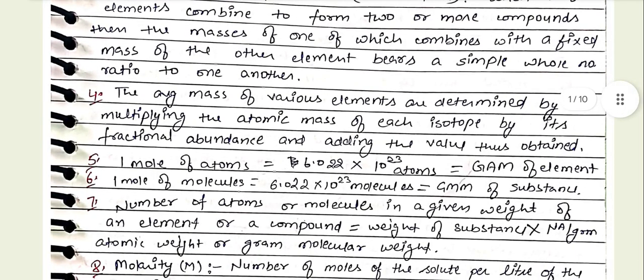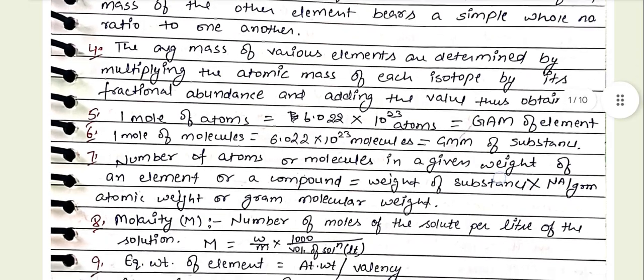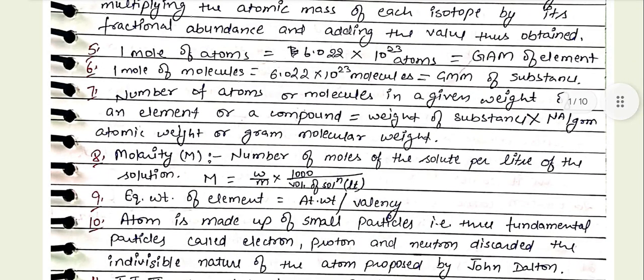The average mass of an element is determined by multiplying the atomic mass of each isotope by its fractional abundance and adding the values thus obtained. 1 mole of atoms is equal to 6.022 × 10^23 atoms, that is the GAM of an element. 1 mole of molecules is equal to 6.022 × 10^23 molecules, that is the GMM of a substance.